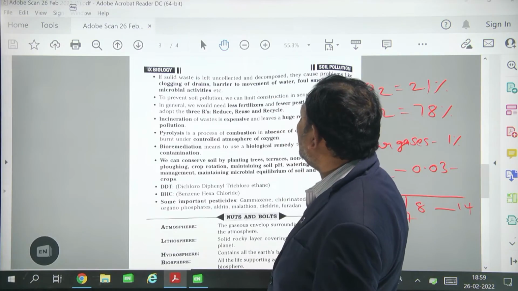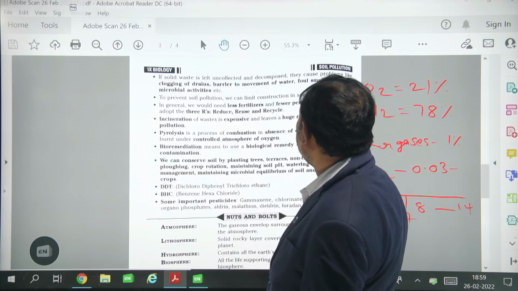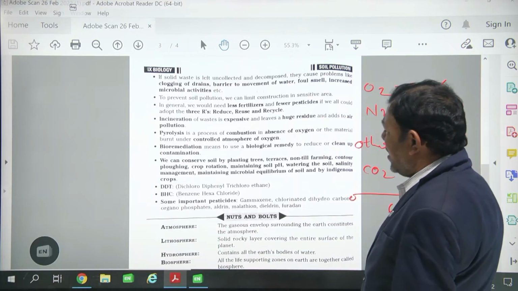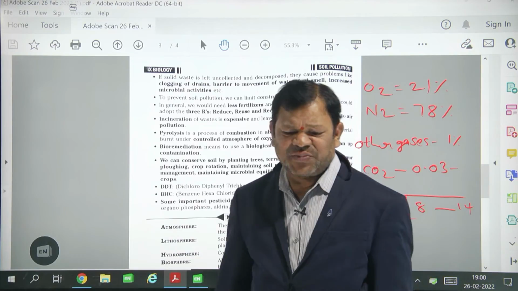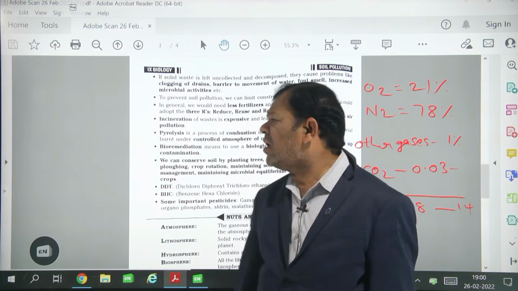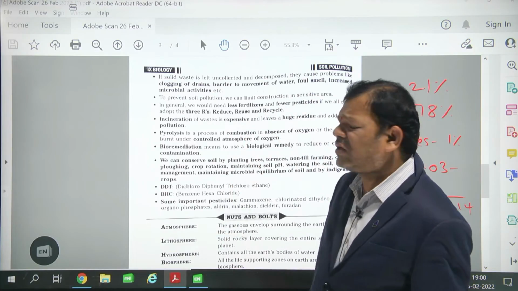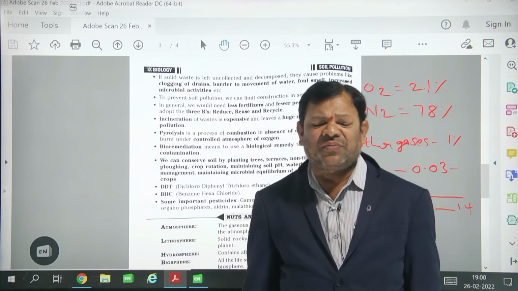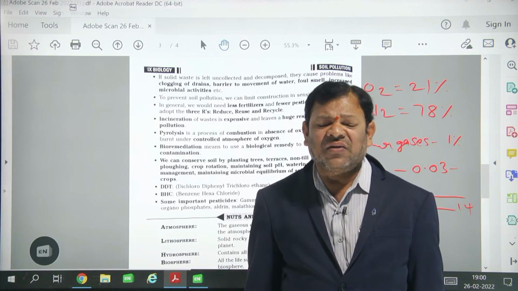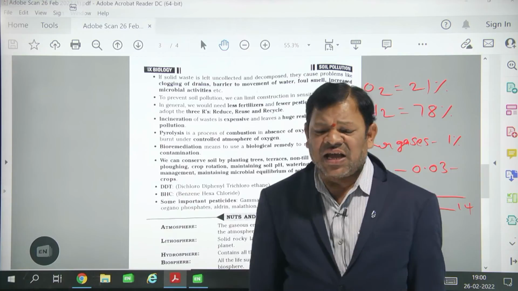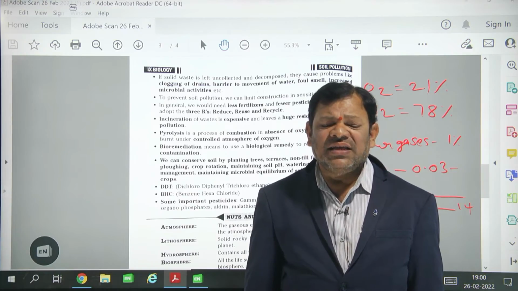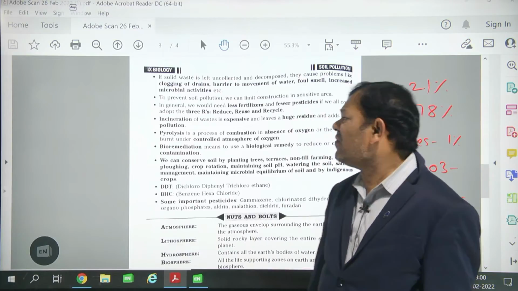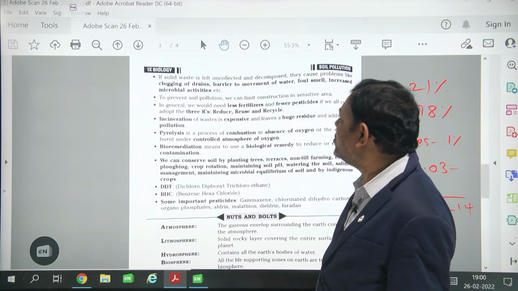Next, in general, we would need less fertilizer and fewer pesticides if we all could adopt the three R's: reduce, reuse, recycle. To control soil pollution, we can use a lesser amount of artificial fertilizer, and use more natural fertilizer, and use a lesser amount of pesticide. Artificial fertilizers, pesticides, herbicides, and insecticides all cause pollution to the soil.